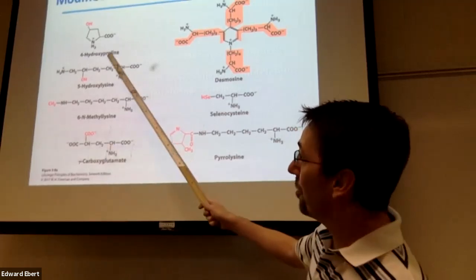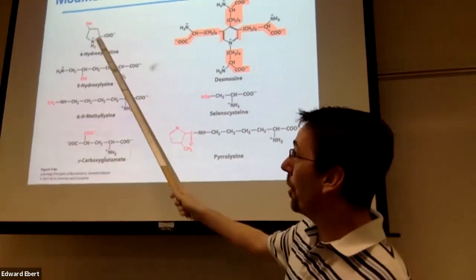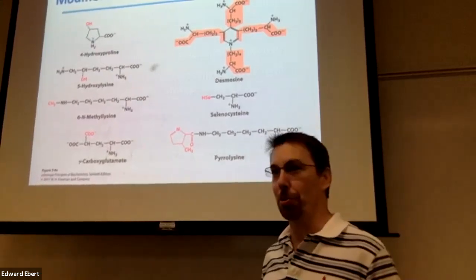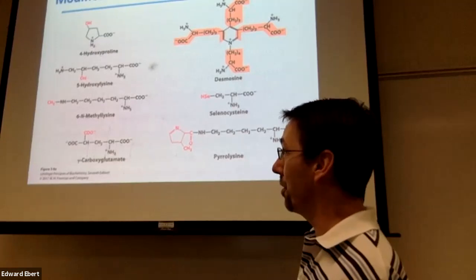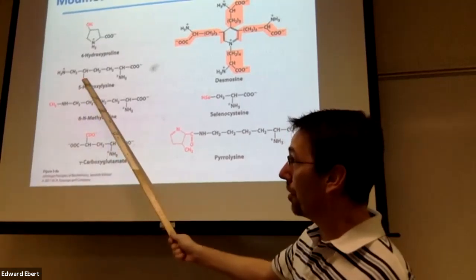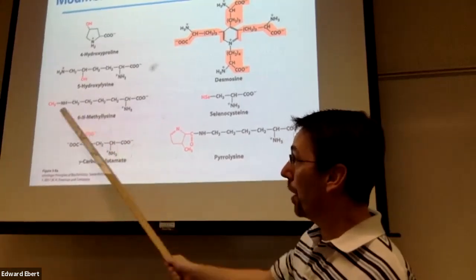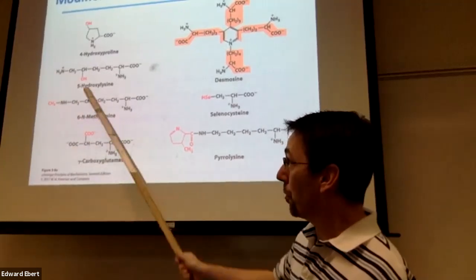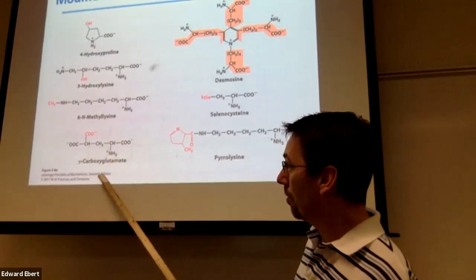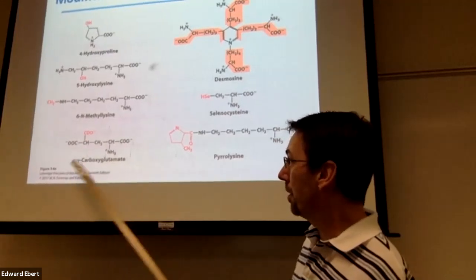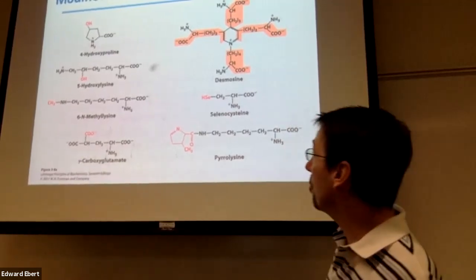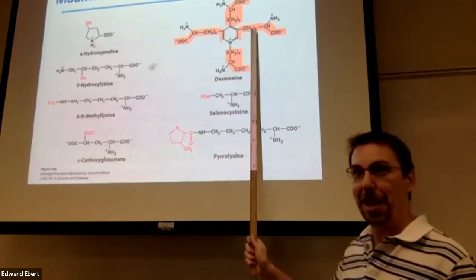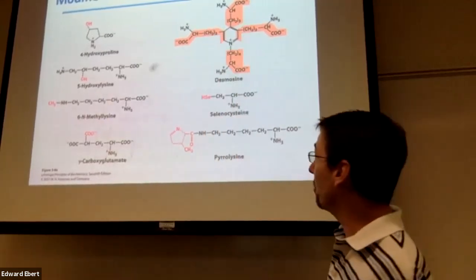But we can start with something that's relatively simple. We have this 4-hydroxyproline. We just have a proline, but we stick a hydroxyl group on it. Okay? That's just another modification in there. Same way we can have this hydroxylysine or methyllysine. So we can add either a hydroxyl group or a methyl group. Notice we add them in different places. There's a carboxyglutamate, right? So we just stick another carboxylic acid group on there. A desmosine, we start attaching them around in a linked ring structure.